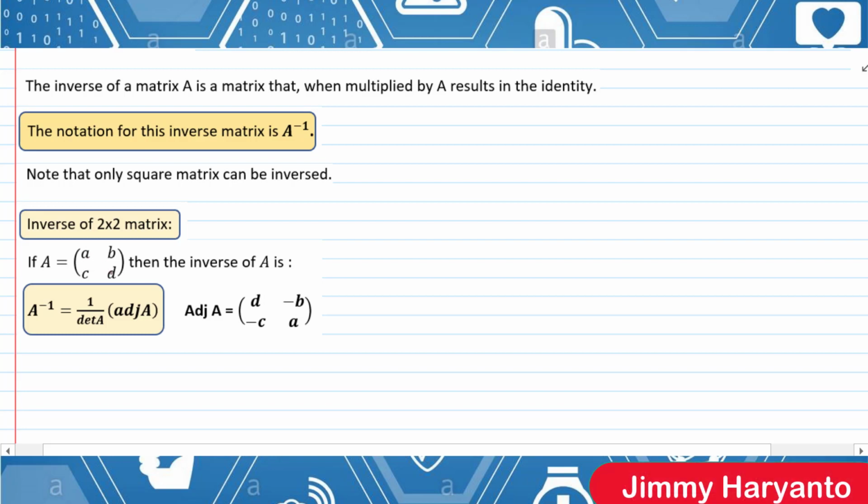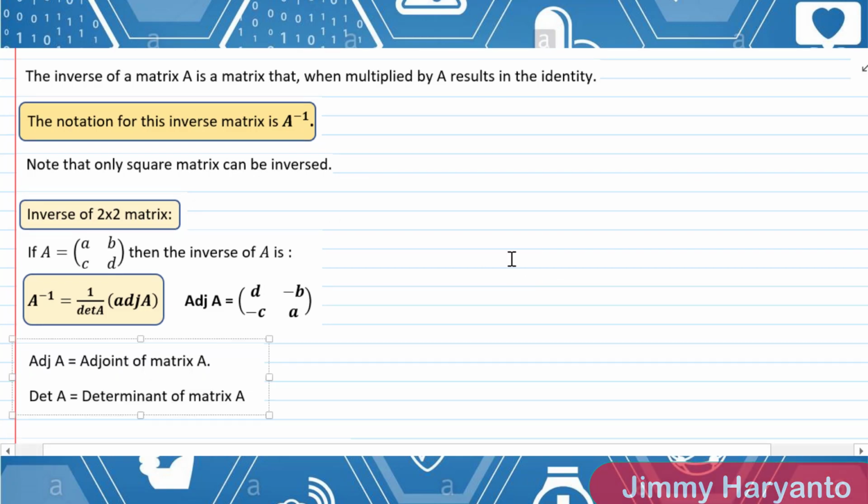As you can see, the adjoint matrix is swapped. So you have to switch the A and D like this, and then give the negative sign to B and C. So you switch the first element and the fourth element, and then give a negative sign to the second and third element. That is how to find the inverse matrix of 2 times 2, with adj A equals the adjoint of matrix A. It's not adjacent, sorry, adjoint. And then det A is the determinant of A. There you go. So we will go to example question 1.